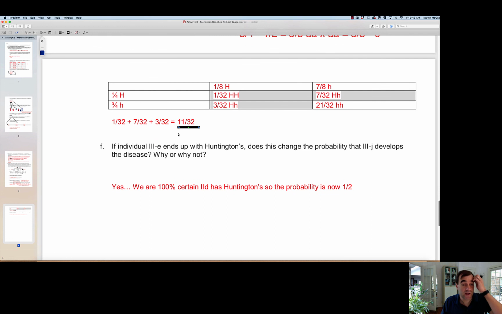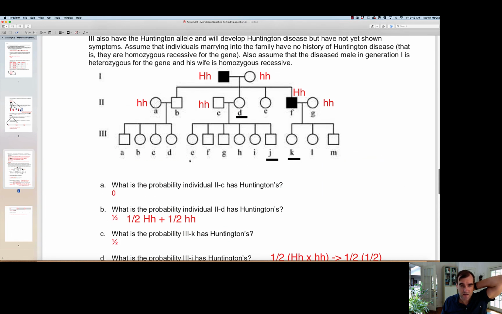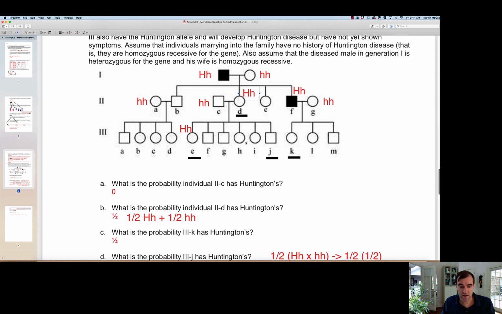The final question, if individual 3E ends up with Huntington's, does this change the probability that 3J develops the disease? So 3E, let's look at this. So if this person has Huntington's, now all of a sudden we know that this genotype is big H, little h. And so individual D now has extra information associated with it. So this individual must have Huntington's as well, because the only way this offspring can have it is if they inherit it from one of their parents. And since we know this individual does not have it, then that means this individual now has it. And so yes, that changes the probability for 3J.